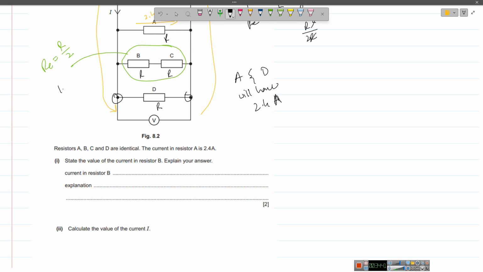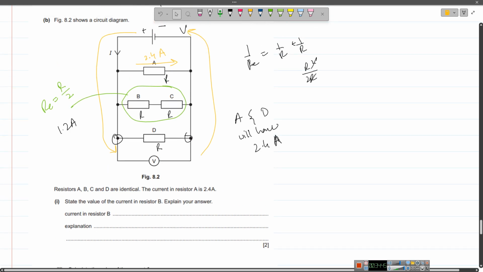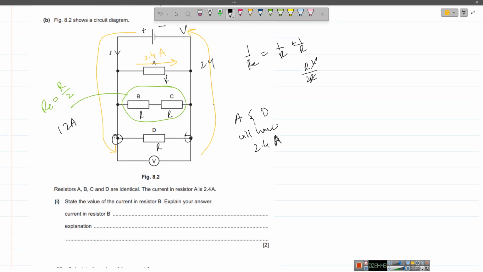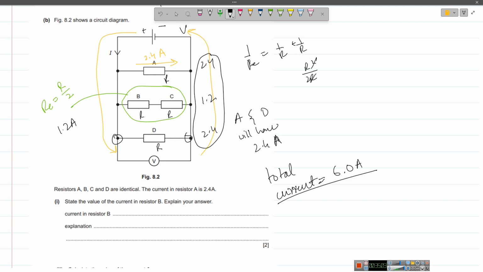So it is going to be 1.2 ampere, right? Because the current will be equally divided in all of them. So it would be, let's say, 2.4 here, 1.2 here, and 2.4 here. All three of them summed up, so total current over here is going to be 2.4 plus 1.2 plus 2.4, that is 6.0 ampere, right? It must equally divide because all three of them are identical, right? So current in B is going to be 1.2 ampere.